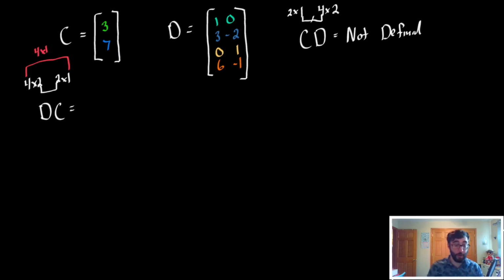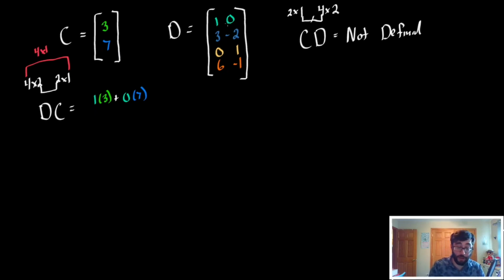So let's see what that looks like. Well, let's go ahead and do this. D times C. So we got to be careful with the order, okay? So now we're doing the rows of D and the single column of C, okay? So what this is going to look like, this is going to look like 1 times 3 plus 0 times 7. Okay, so 1 multiplies 3, 0 multiplies 7. And that's going to be the first row, first column. Because remember, this is just going to be a 4 by 1, 4 rows with only 1 column.